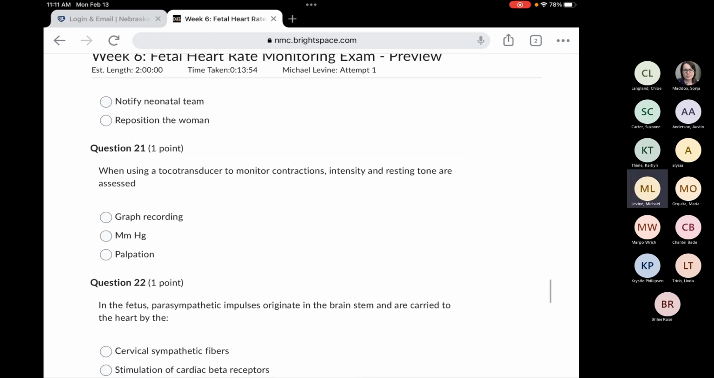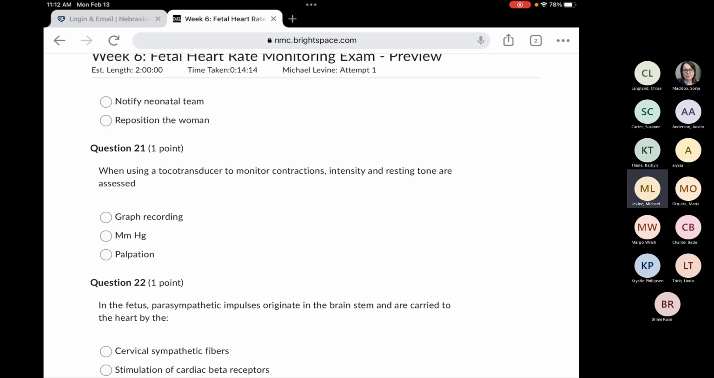Number 21, when using a toco transducer to monitor contractions, intensity and resting tone are assessed how? Graph recording, millimeters of mercury, palpation.